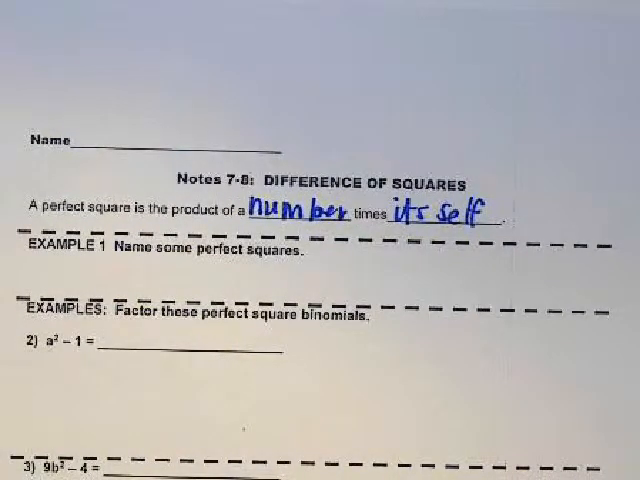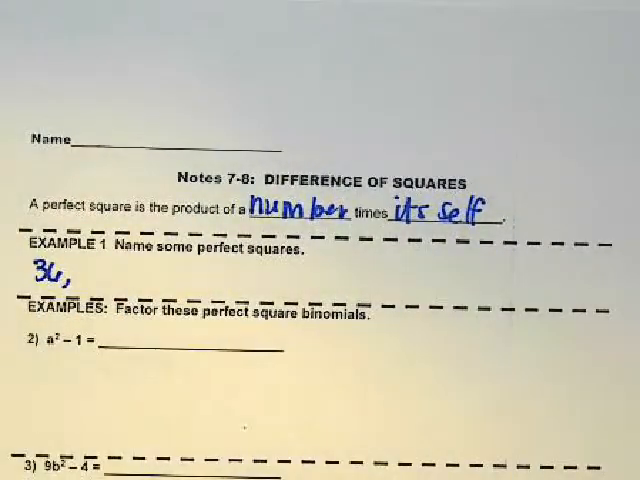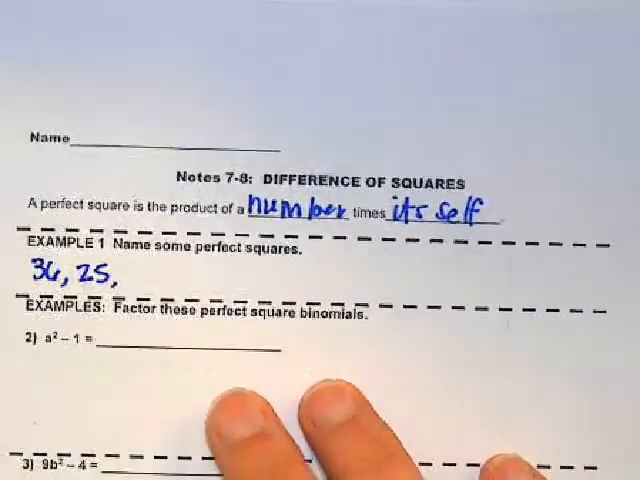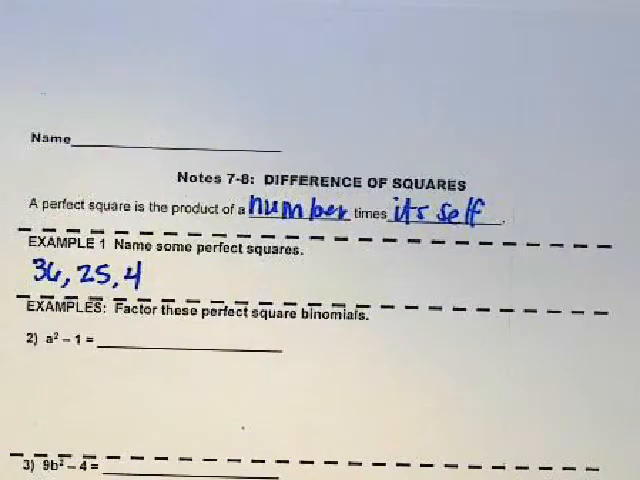Name some perfect squares. 6 and 6. So what does that equal? 36. So a perfect square would be 36, because 6 times 6 would go into it. What's another? 5 times 5, which would be 25. 25 is a perfect square. What's another one? 4. Why is 4 one? 2 times 2. What's another one? 1.